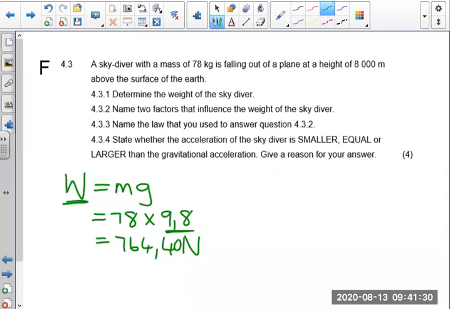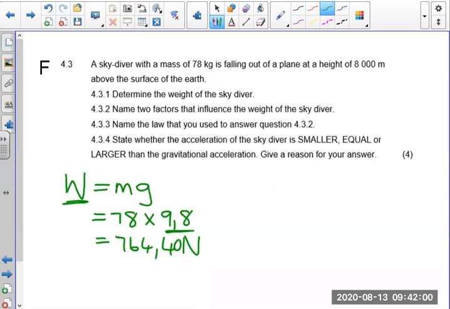Okay. Now, the next one, they say, name the law that you use to answer question 4.3.2. And when we look at that law, remember 4.3.2 is where we have the weight, and that law is going to be Newton's gravitational law. I just want to make sure here. Let me just get my file here in order. Newton's universal gravitational law.